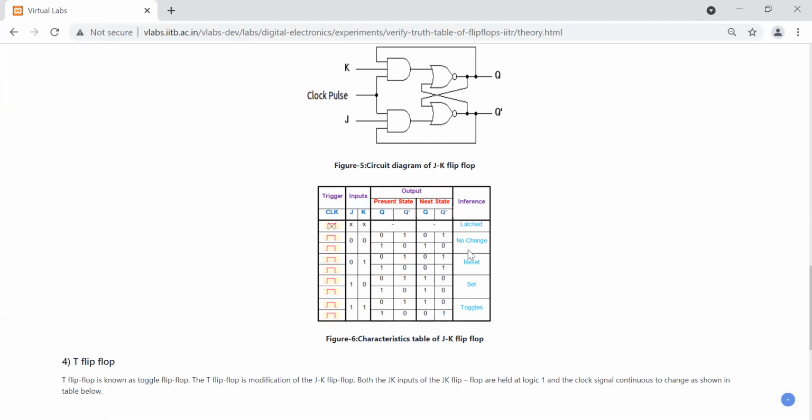So here in the truth table of the JK flip-flop, inputs are J and K, and another input is the trigger input, that is clock signal, and the output is Q and its complement Q bar. Along with the present state, the next state output is also mentioned, and the inference, which is the state of the flip-flop, is mentioned in the last column.